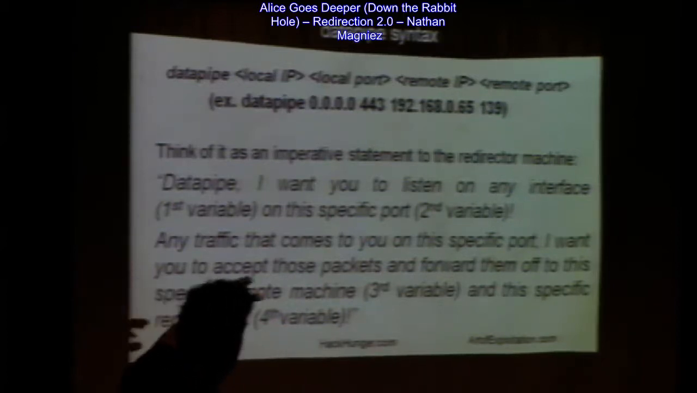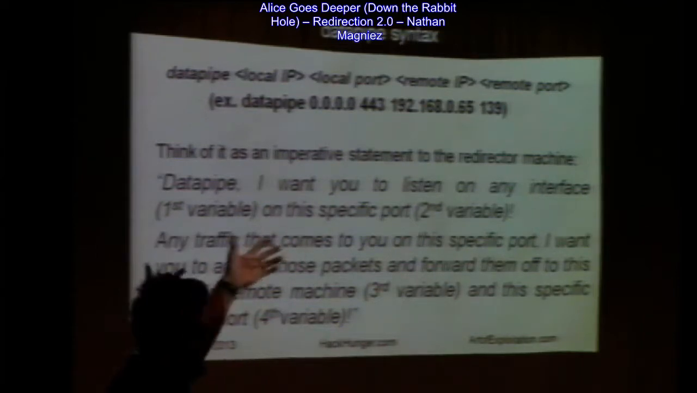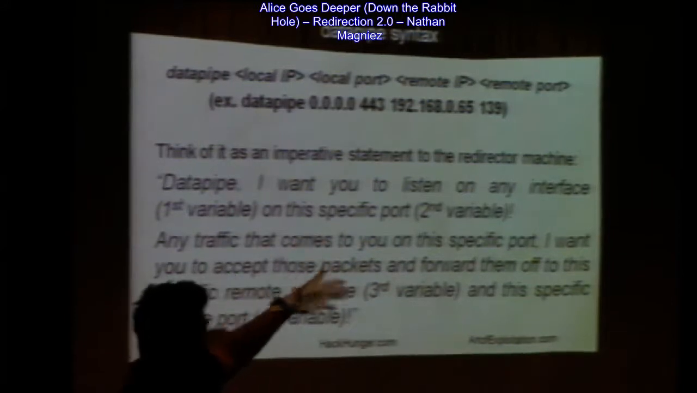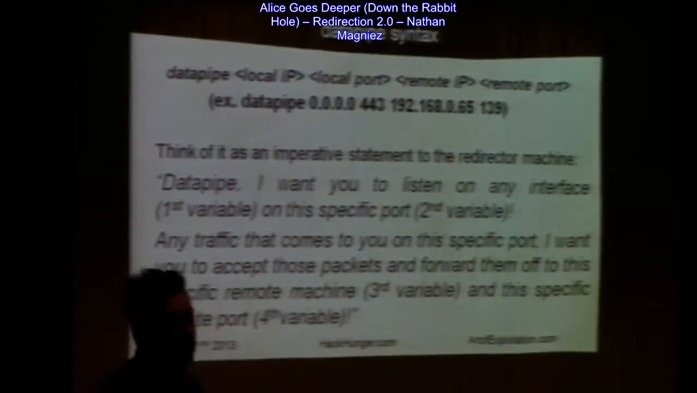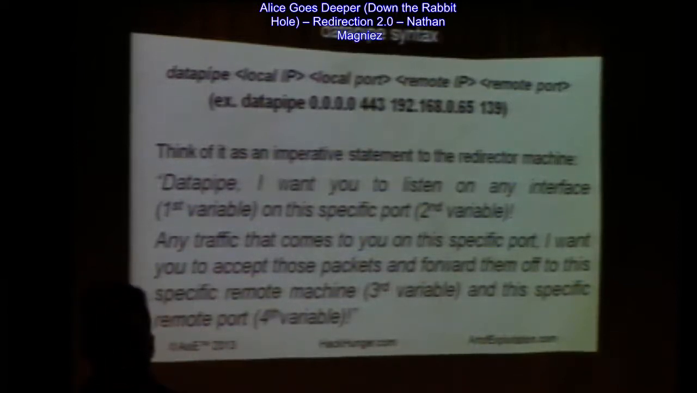So here we have DataPipe, local interface 0.0.0.0, so any interface that you have, listen on 443, and then redirect it off to 192.168.0.65 on port 139. So again, another situation like a NetBIOS port where we need to get around a firewall. Everyone with me so far? Okay. So it's pretty simple and straightforward.